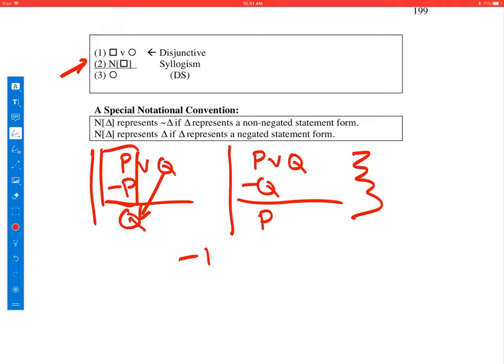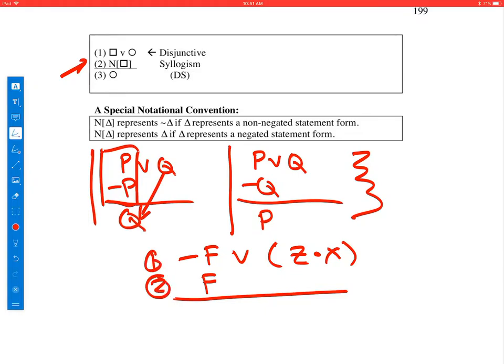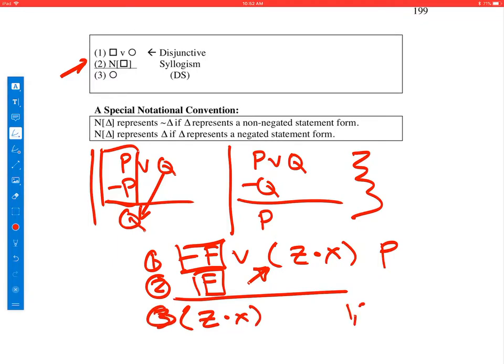Suppose we have not F or Z and X. We have F. These are our premises. What can we deduce? Well, F is the opposite of not F, so we get the second disjunct, which is Z and X. We would say this is true from 1 and 2, and our rule here is disjunctive syllogism.